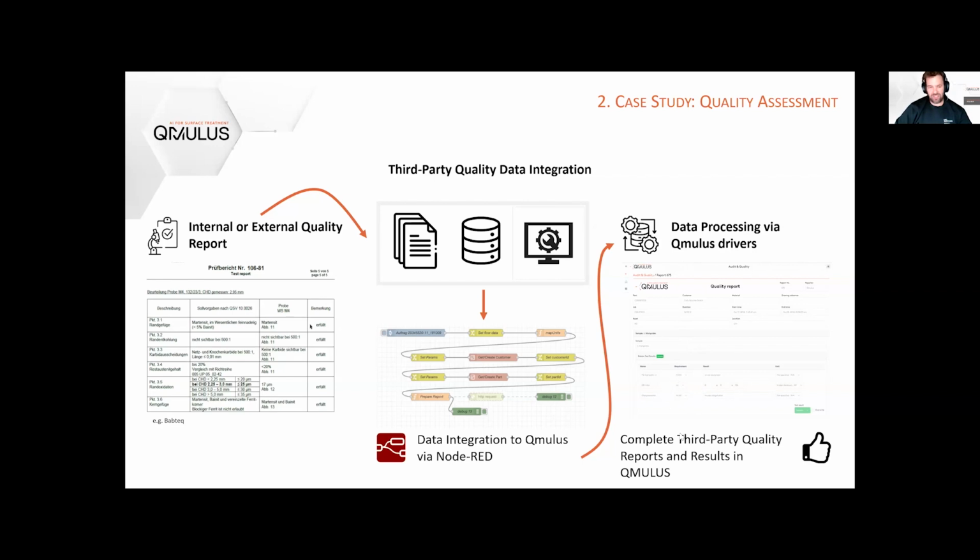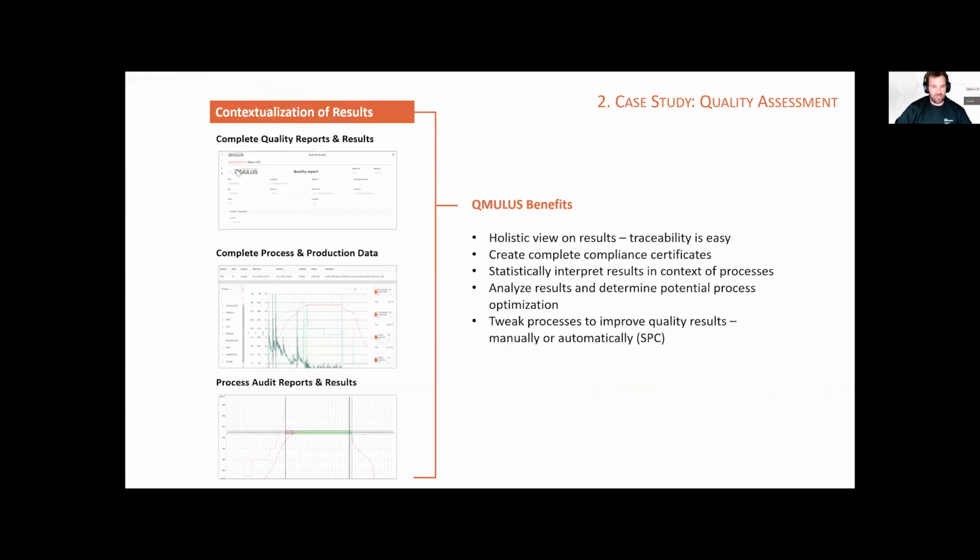So third-party quality data is now paired with the process data and production data, because everything is in QMULUS. This is exactly shown here on the left side. We contextualize the results. That is the important part. Having the quality data in hand, the report just tells you it failed, and it's really hard to identify why it failed. But having all the data paired together, with one click you receive all the process data which belongs to this certain load which failed. It's way easier to analyze and also to draw the right conclusions, exactly.